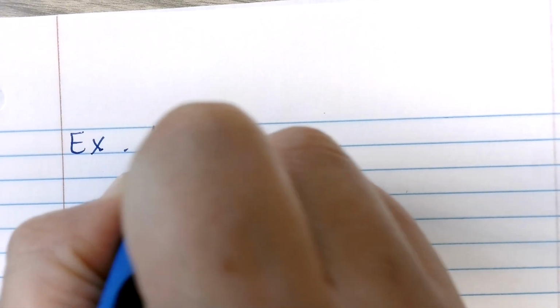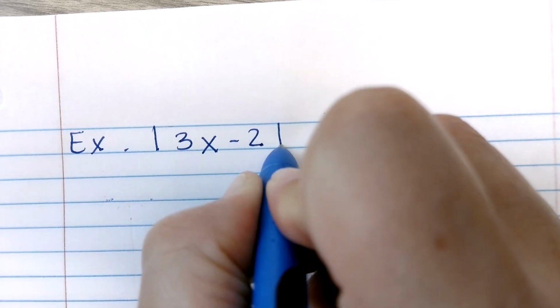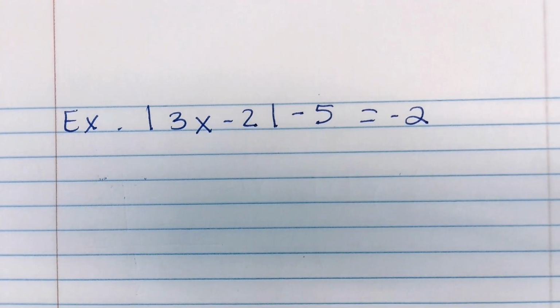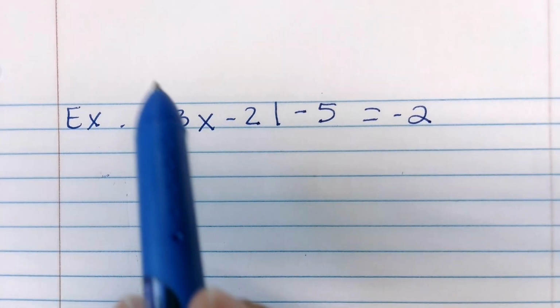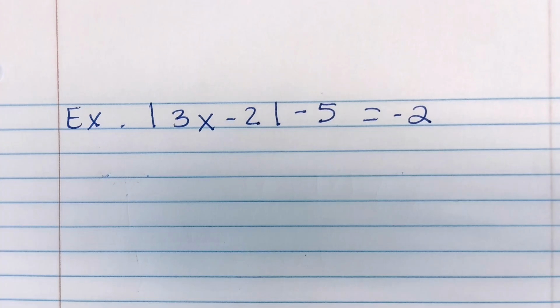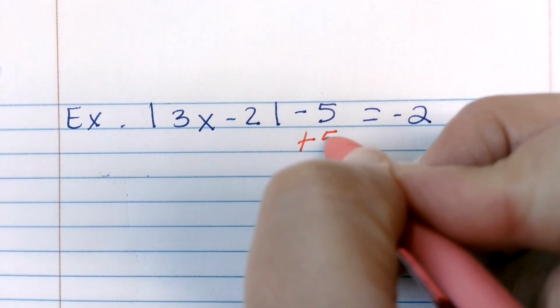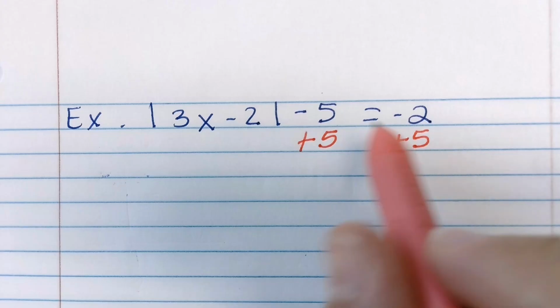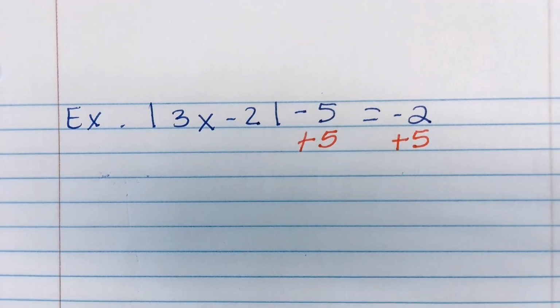Let's say that we had the absolute value of 3x minus 2, minus 5, equals -2. Right here we cannot stop and say no solution, because the left side's not isolated. I have the bars and then I have a -5. So the first thing I have to do is add 5 to both sides, keeping my equation balanced, but also undoing this 5 right here.